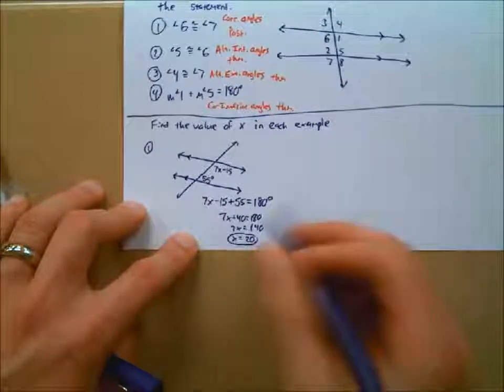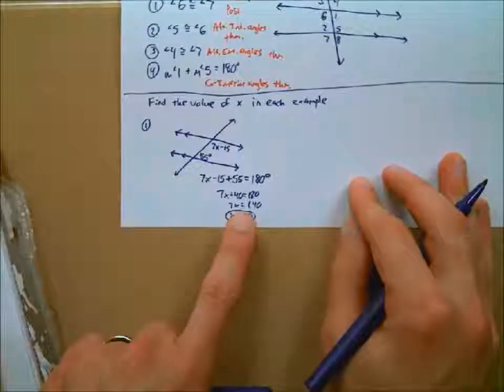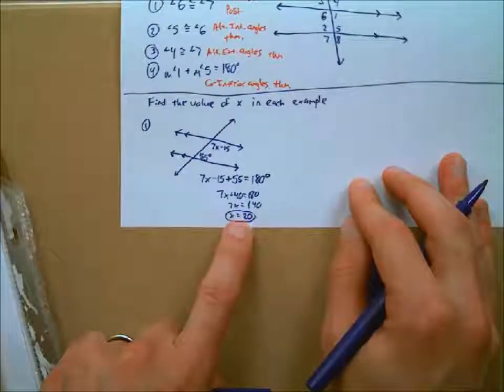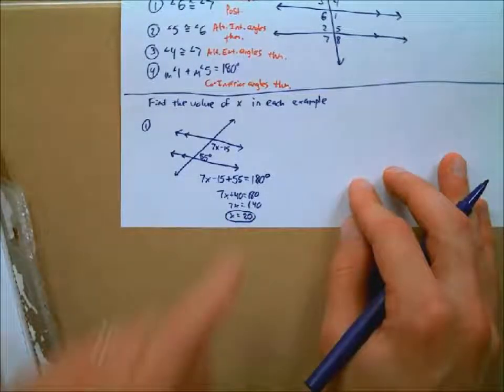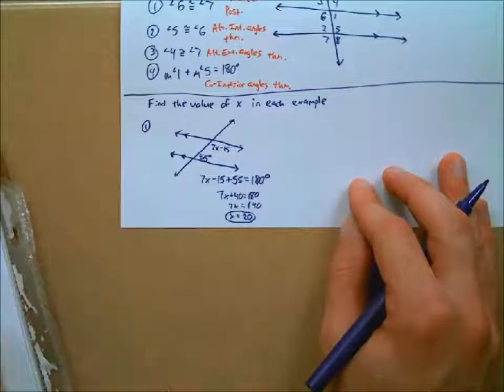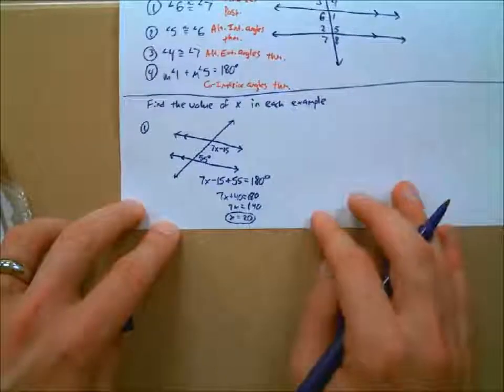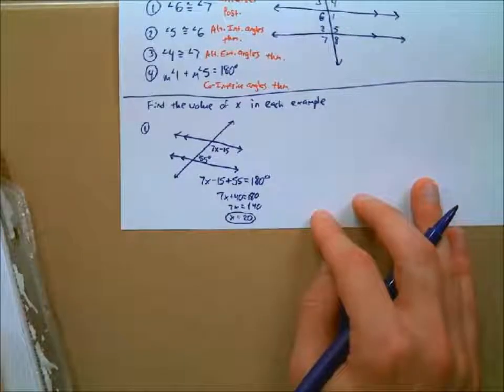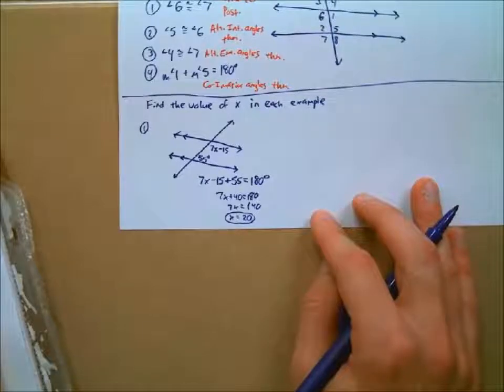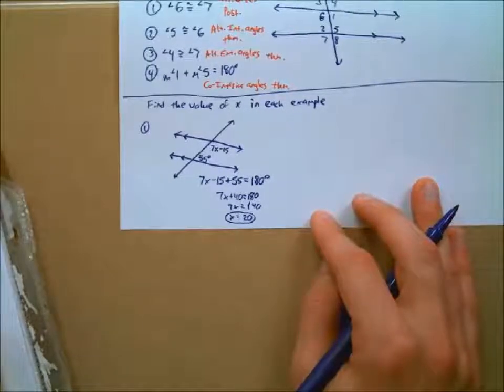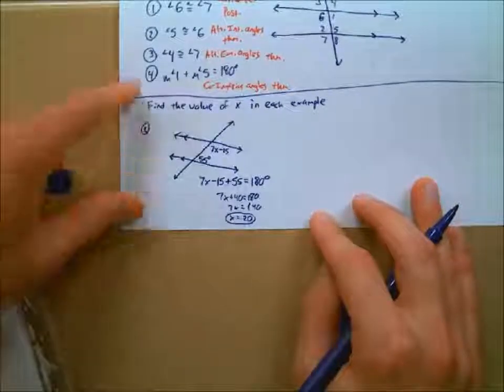Okay, we're only asked to find the value of x, so we can stop there. We don't need to plug back in and get the measure of this angle. So it's just 20. Did anyone think about doing that in a different way besides what I just did there? Okay, that's fine. Cool. Last one.